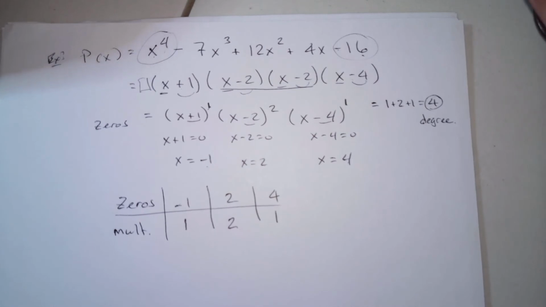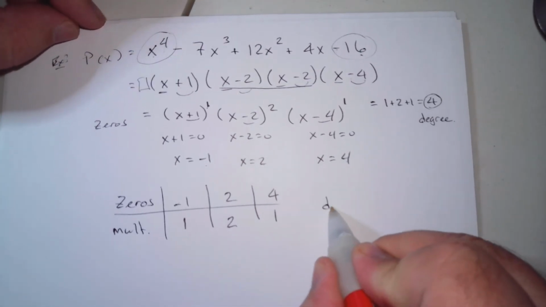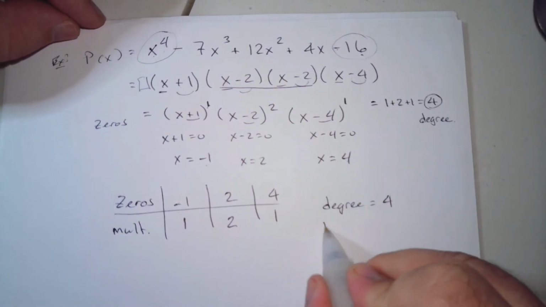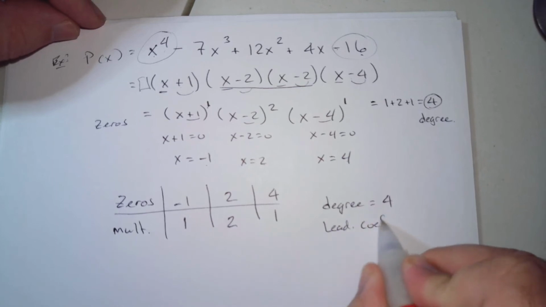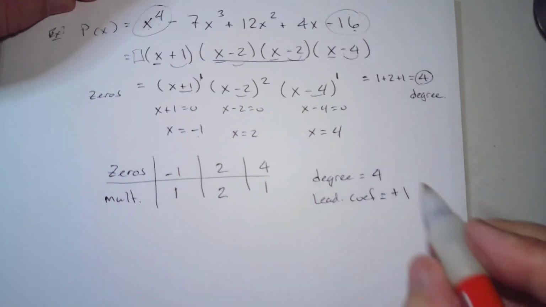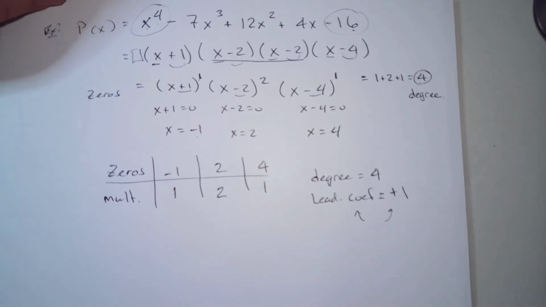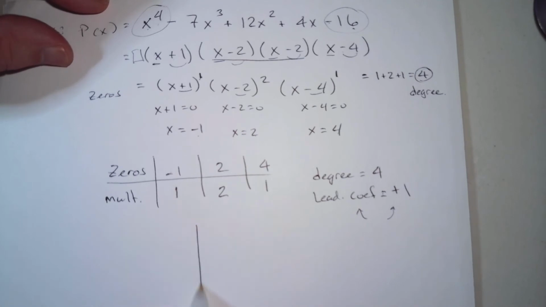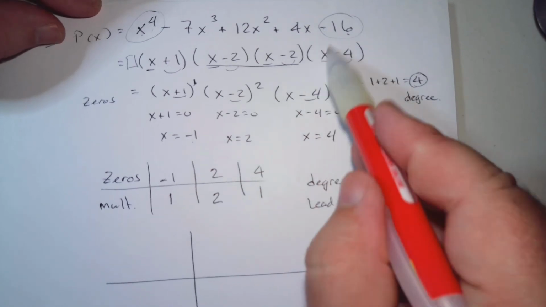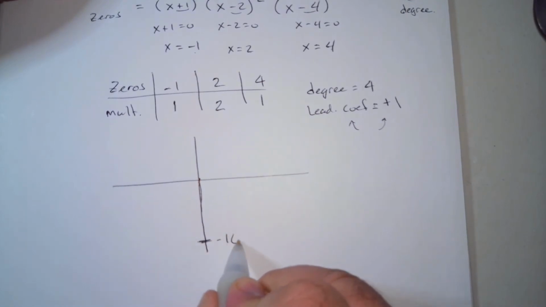All right. Again, that's going to help us. Since we know the degree is 4, the leading coefficient is positive 1. We know that the end behavior will look something like that. They both go the same direction. So the negative 16, we know that our graph crosses the y-axis at negative 16.